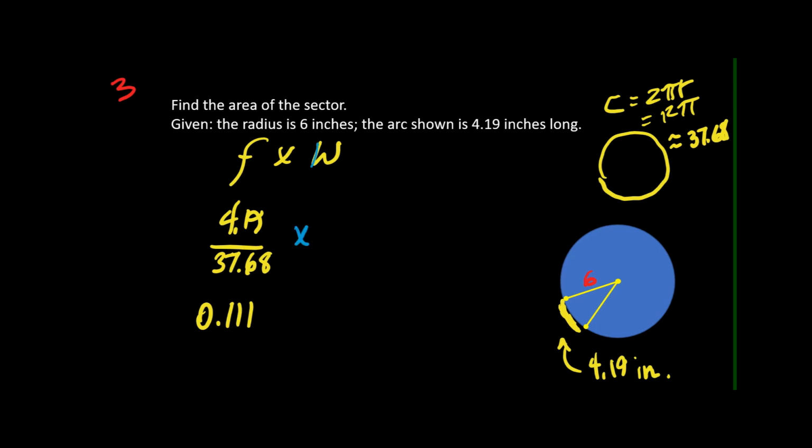Now, what's our whole? Our whole, which I had been putting in blue here. Well, our whole is still pi r squared.